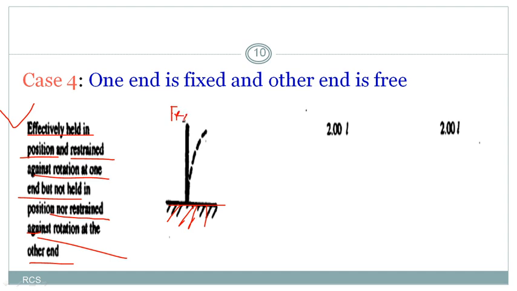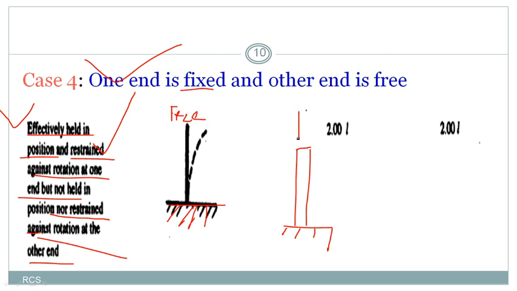So you can see, what is that? A pole in front of a temple, or you can say a rigidly fixed electric pole. For an electric pole, one end is fixed at the ground, and the other end is free. That is the best example for this case. So the meaning of this case is one end is fixed, another end is free.